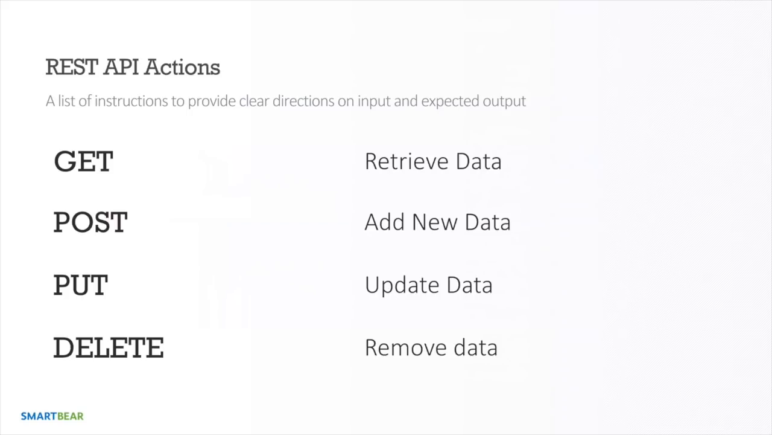Put, updating that data. So a post might be adding my name to a database. A put might be adding a picture of myself after my name had already been added in that database. We're not removing it, we're updating it, and that's tracked. And then the last one is delete. So delete is actually removing that data from the table.